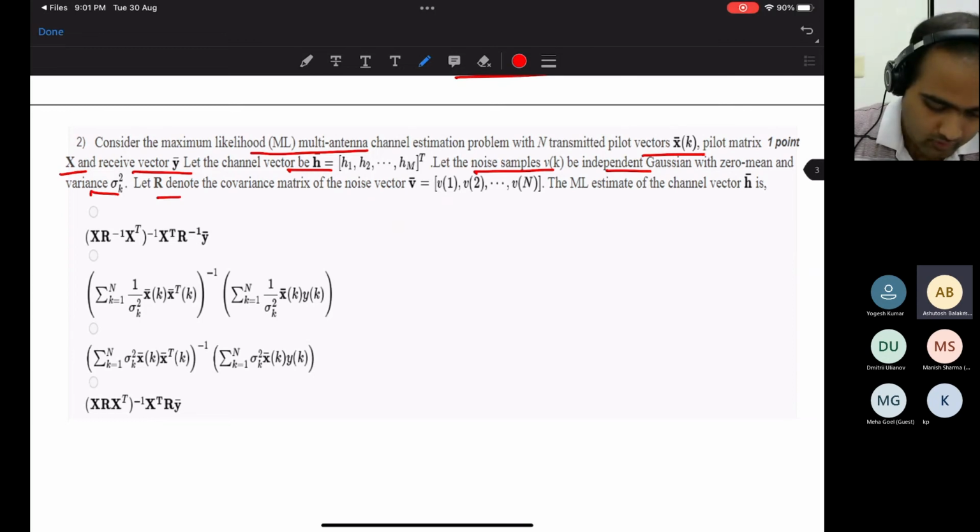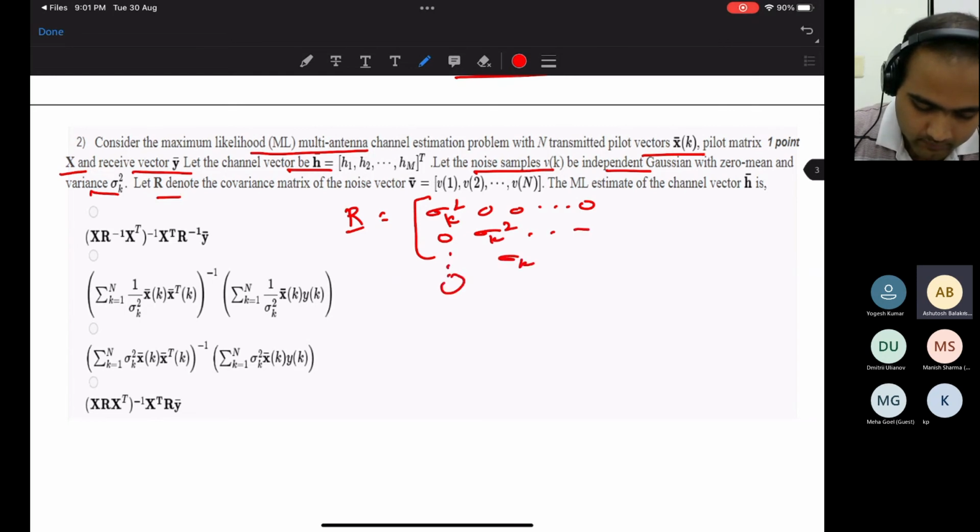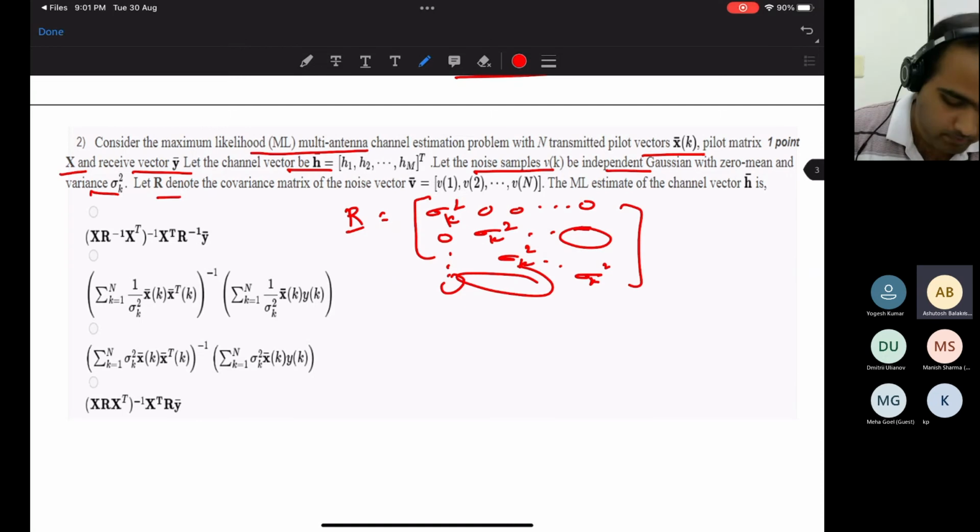So what will be my R? It will be sigma k square, and all off-diagonal entries are zeros, and only the sigma squares will be on the diagonal. And what will be the ML estimate of the channel vector? I'll solve it.